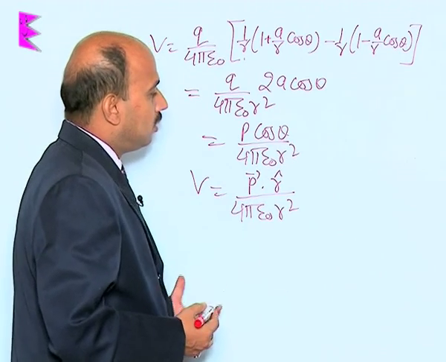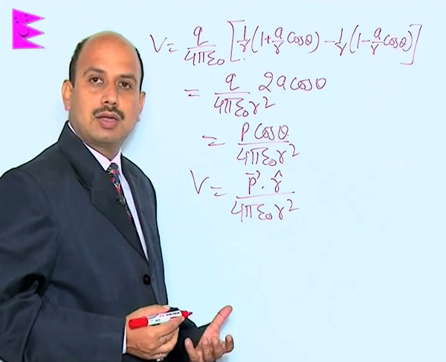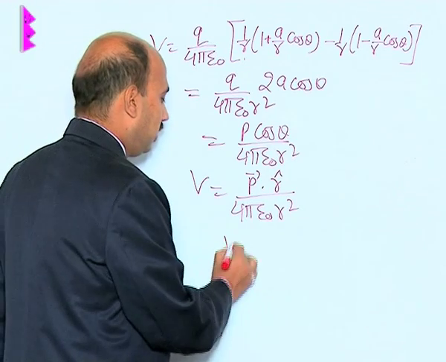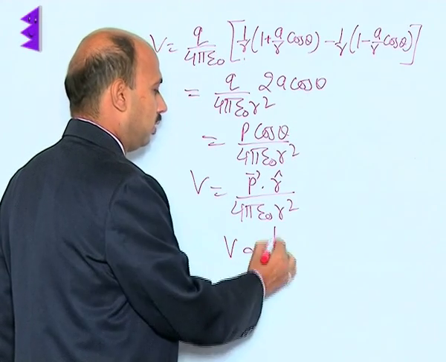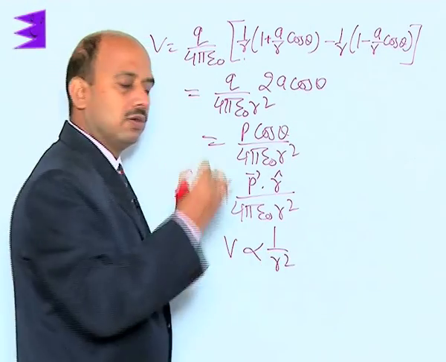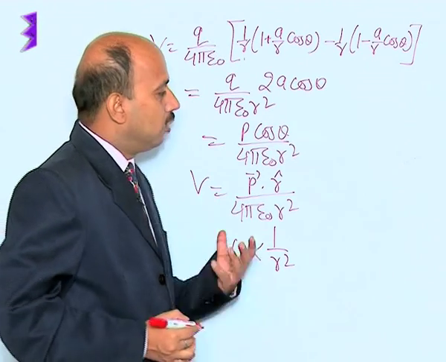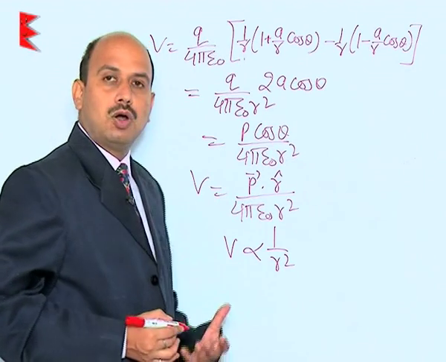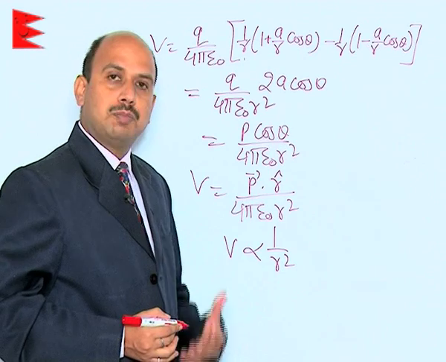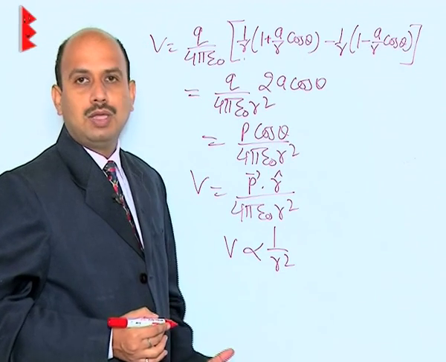So, this is the potential at any point due to an electric dipole, which is inversely proportional to r square. We can also calculate the potential at a point on the axis of the dipole, and the potential at a point on the equatorial line of the dipole.